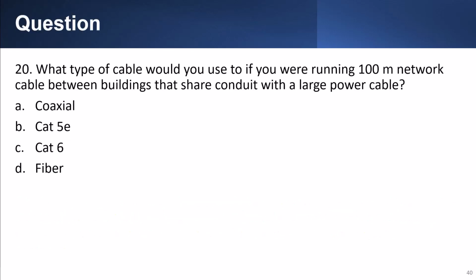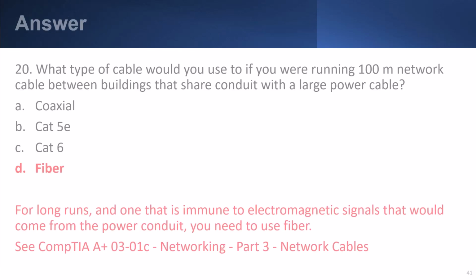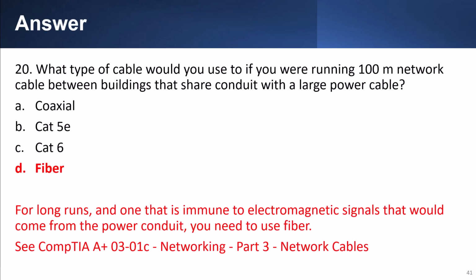Question 20. What type of cable would you use if you were running a 100-meter network cable between buildings that will share a conduit with a large power cable? Answer: fiber. For long runs, and one that is immune to electromagnetic signals that would come from the power conduit, you need to use fiber.